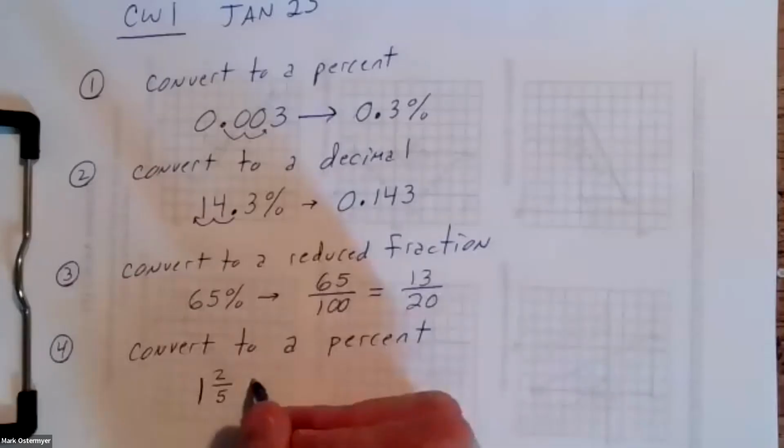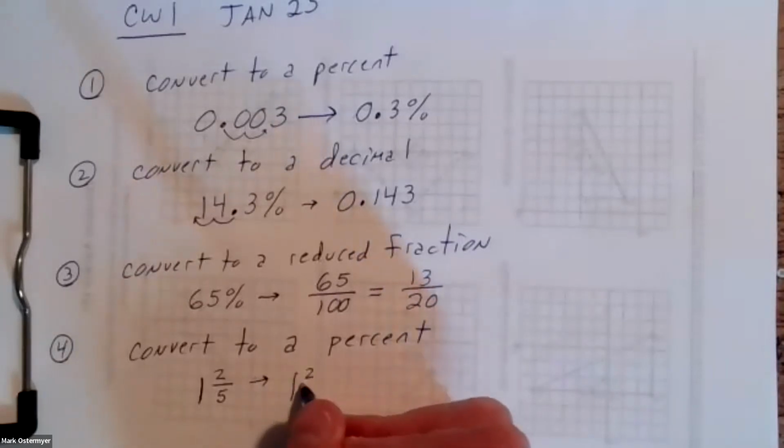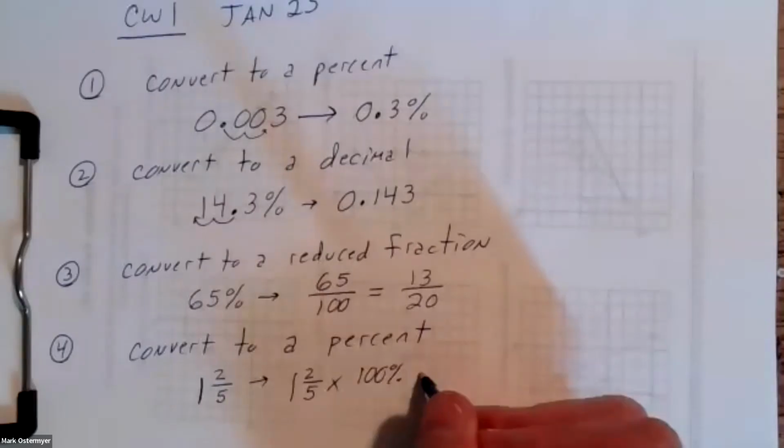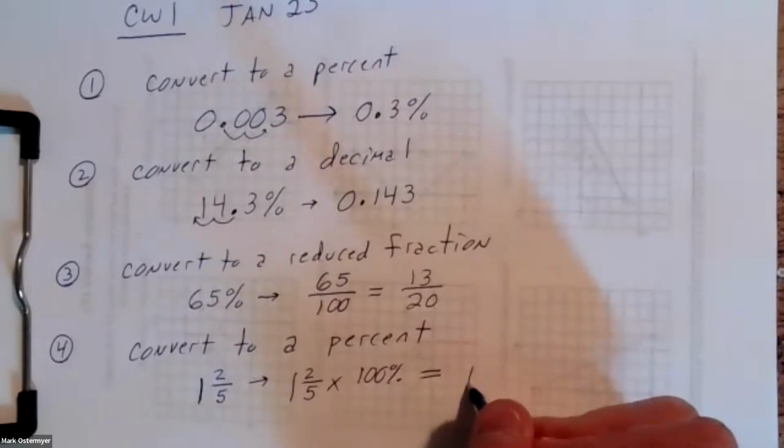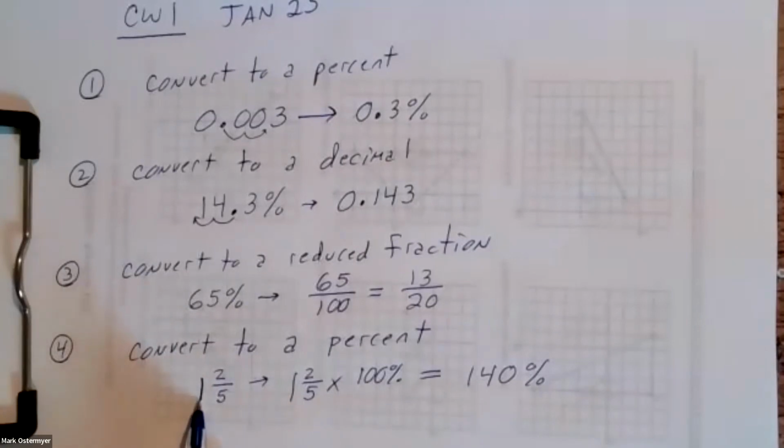Finally, 1 and 2/5. You can just multiply this by what? 100%. To change 1 2/5 to a percent, multiply it by 100%. And that should take it to what? 140%. Yes. And it makes sense because 1 whole means 100%. So you know you at least have 100%. 2/5 is the extra 40%. Okay, there you go. All right, so we'll call that classwork number 1.